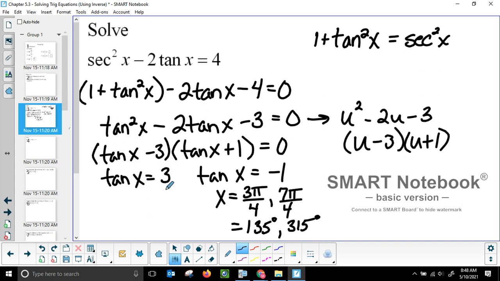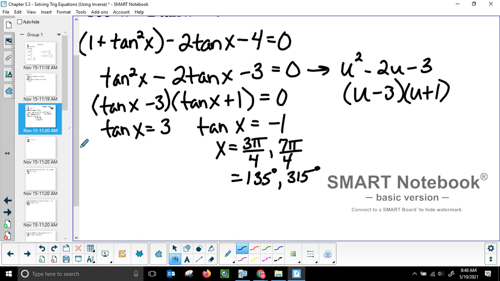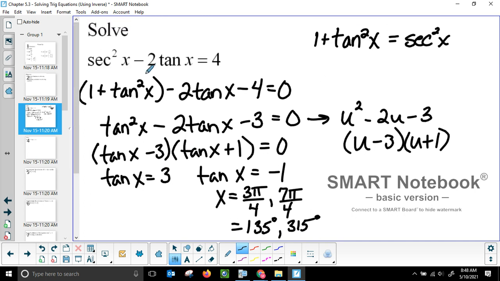Now tangent of x equals 3 is where we're going to have some trouble. Part of it's going to be relatively easy, but it also depends very specifically on whether we're trying to find all solutions or just solutions between 0 and 360. We'll say for now that we want our solutions between 0 and 360 degrees, including 0, not including 360.